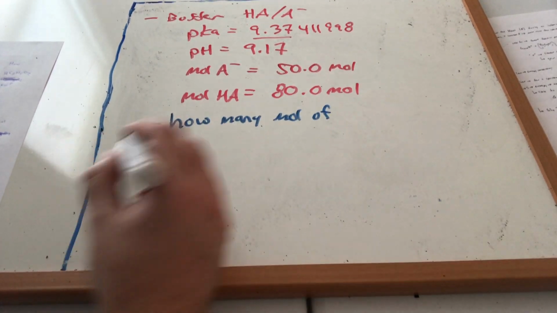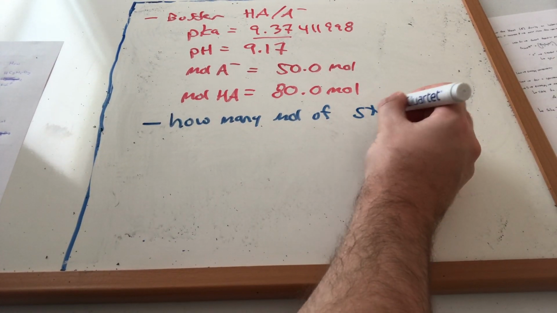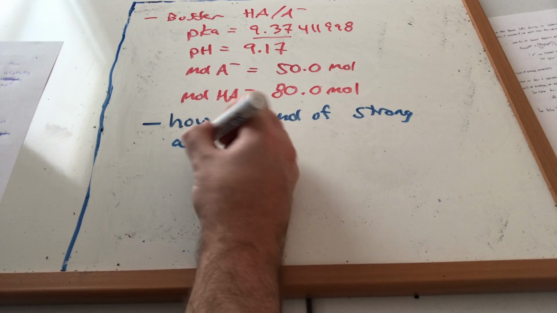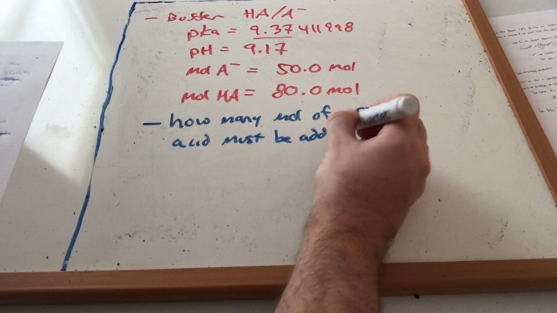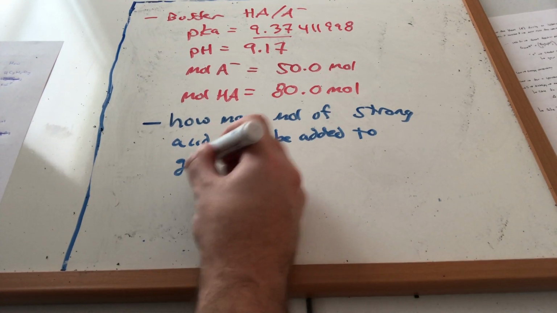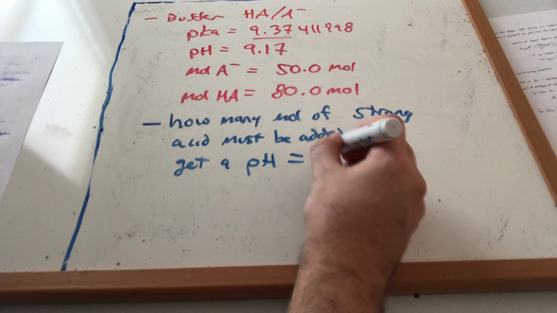And let's make sure we understand how many moles of strong acid must be added to get a pH that's equal to 9?